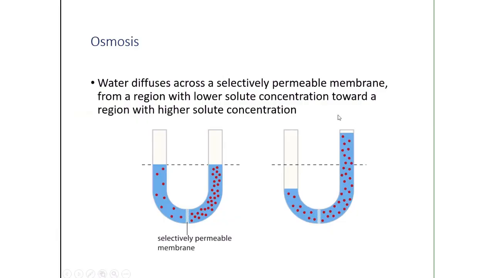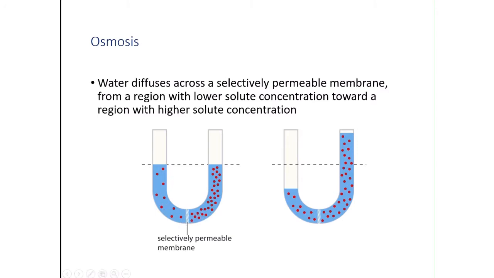The next concept is called osmosis. Osmosis is basically the diffusion of water across a selectively permeable membrane, such as a cell membrane. So let's take a look at this diagram. Okay, here we have a U-shaped tube, and it's filled with water, but separated by a selectively permeable membrane. So this membrane will only allow water, the blue stuff, to move across it. The red stuff will not be able to go through.